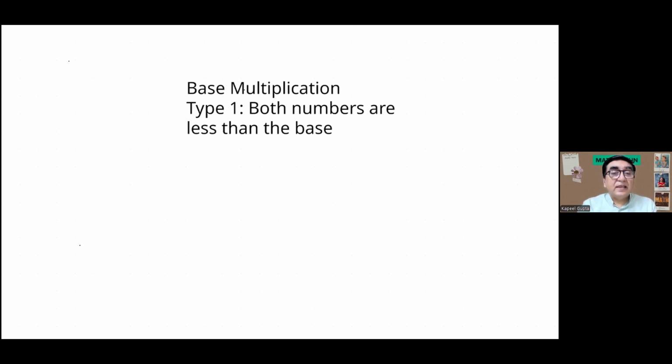Let's say 88 multiplied by 98. When I solve it, you'll see it's super easy. Talking about the base, in type 1 I mentioned both numbers are less than the base. Because it is 88 and 98, for these two numbers the base will be 100, right? You'll agree with me on that.